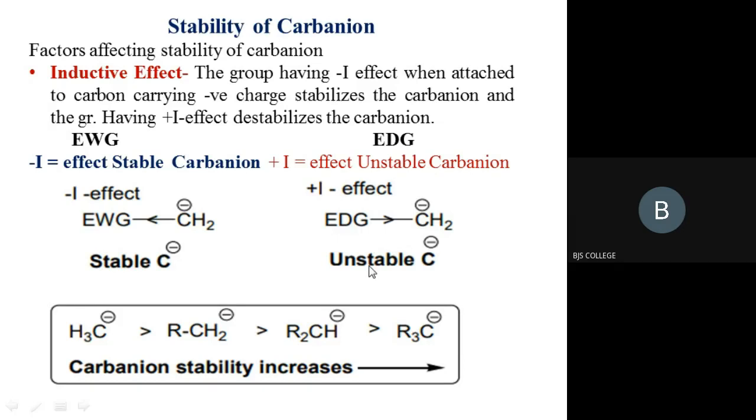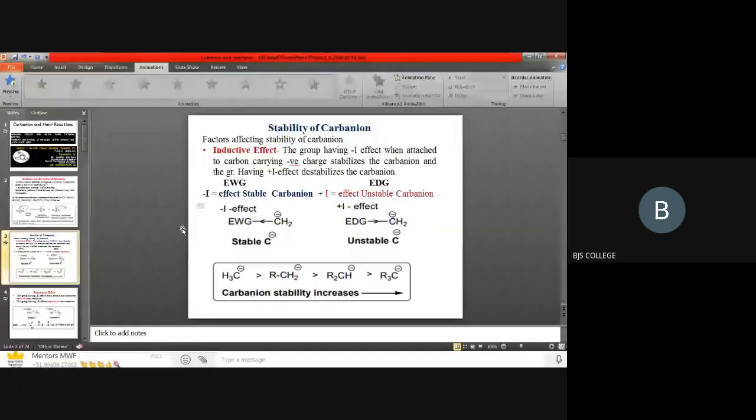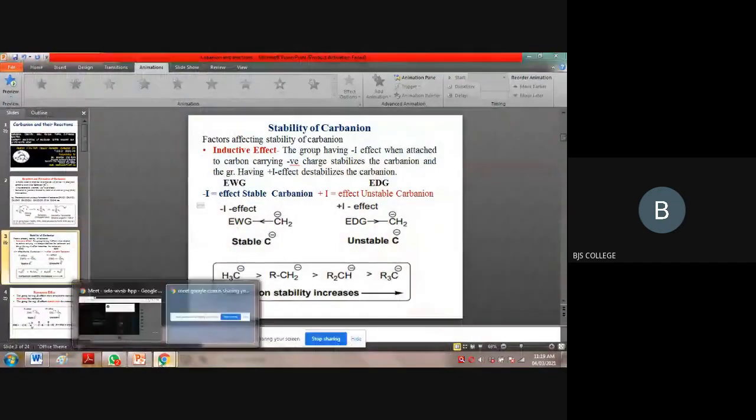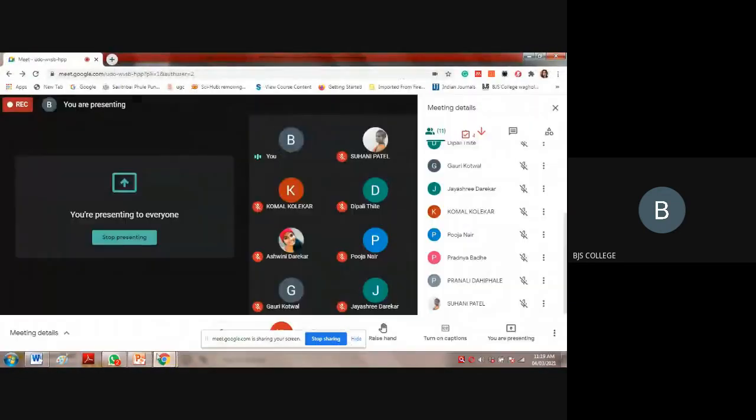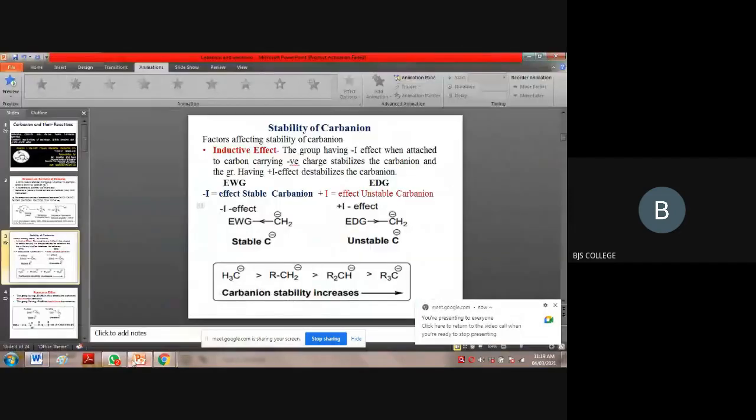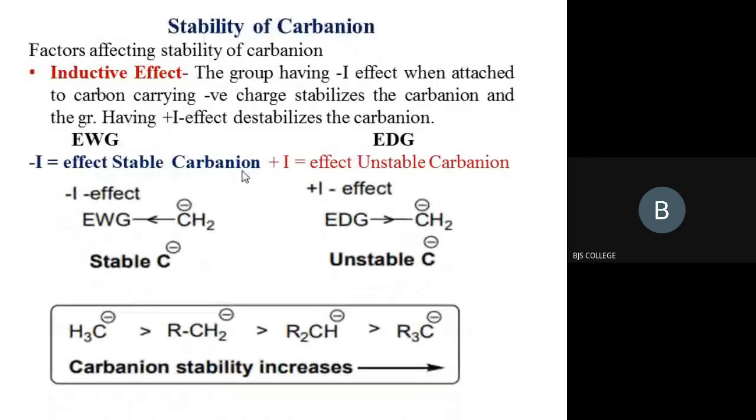So if I have primary, secondary, tertiary and quaternary carbanions, then what I will find is that a primary carbanion will be more stable as compared to a tertiary carbanion. Why? Because it is simple: in a tertiary carbanion you have 3 R groups, in a secondary carbanion you have 2 R groups, and in a primary carbanion you have 1 R, or no R if it is methyl.